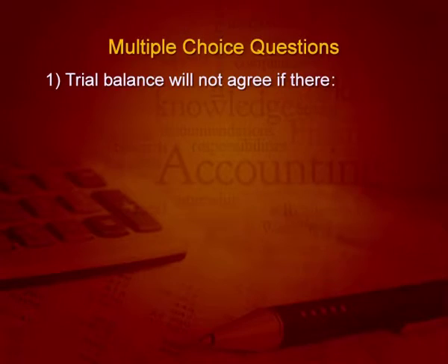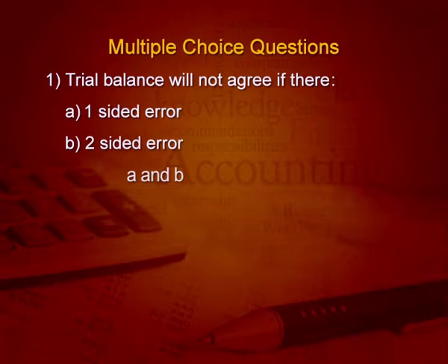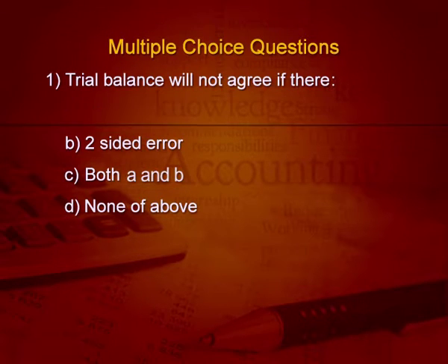Let us test our understanding by way of a few multiple choice questions. Question number 1. I will be giving you the 4 options. You think about it and then I will speak the answer. So, let us begin. Question number 1. Trial balance will not agree if there is: option 1, one-sided error, option 2, two-sided error, option 3, both A and B, and the last option, none of the above. The answer is A part, that is one-sided error.